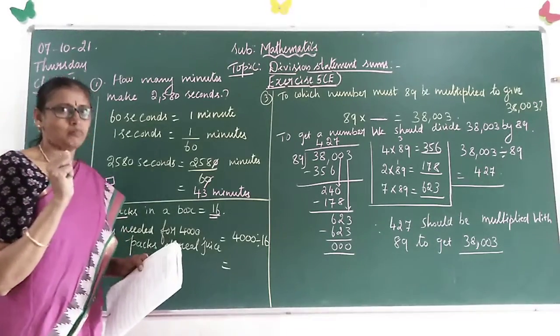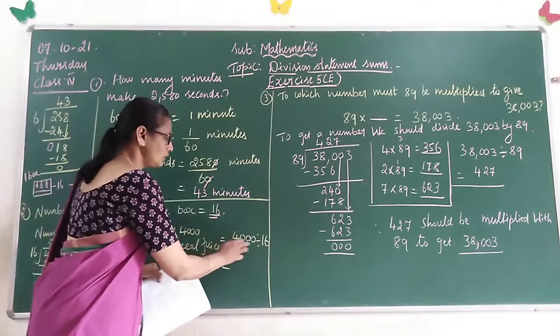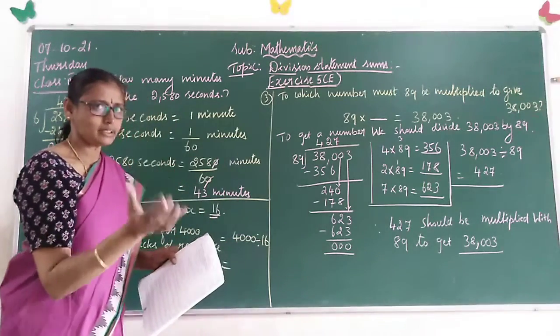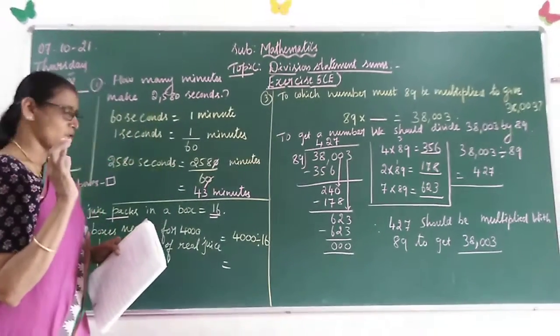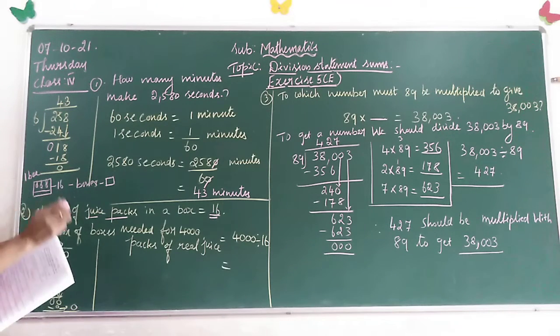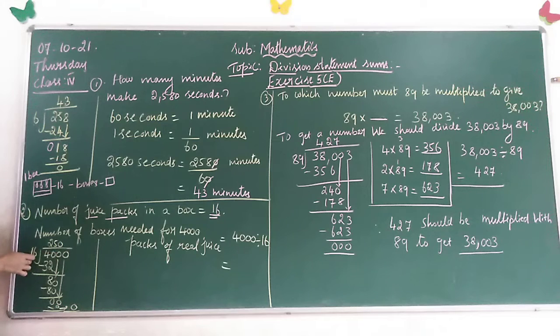What you have to do, children? You have to divide 4000 by 16. When you divide 4000 by 16, you will get the number of boxes needed. So we will divide 4000 divided by 16.